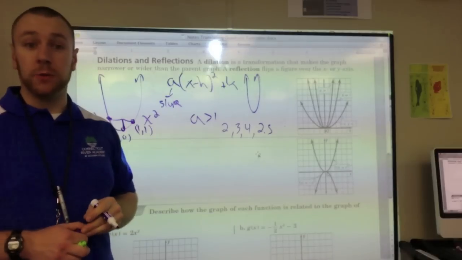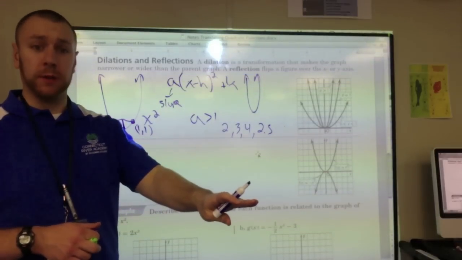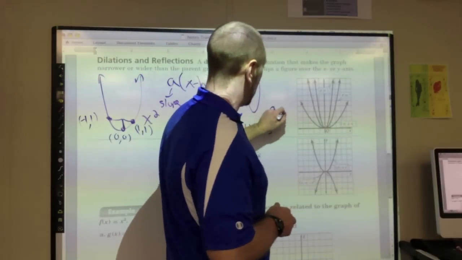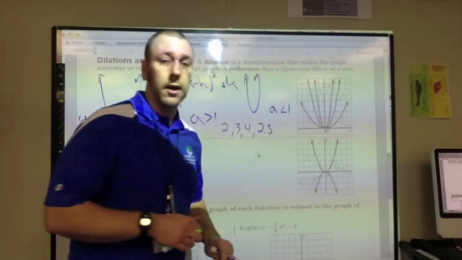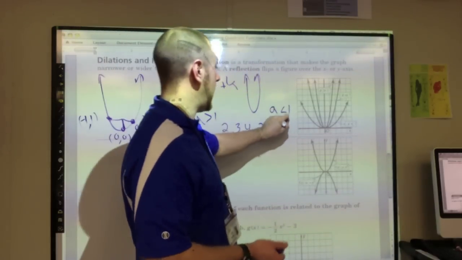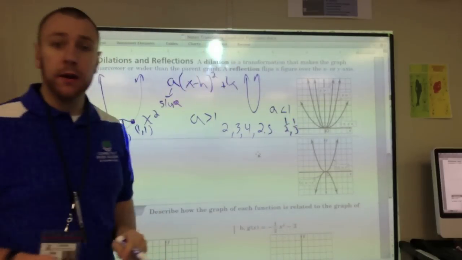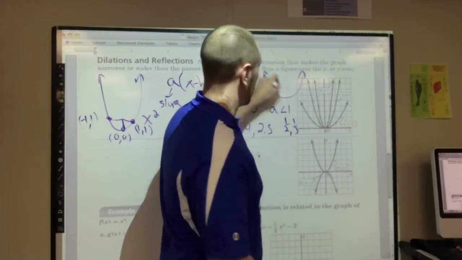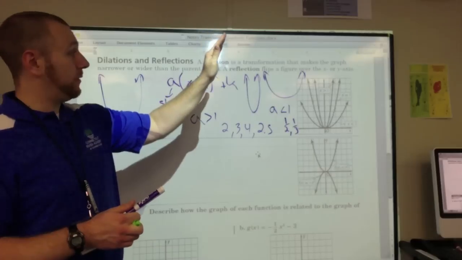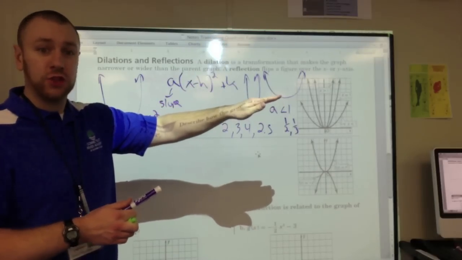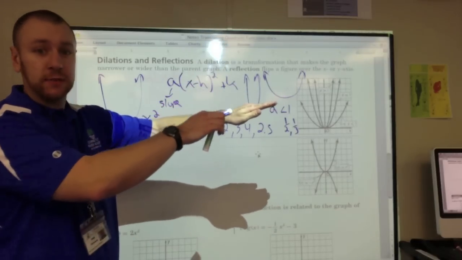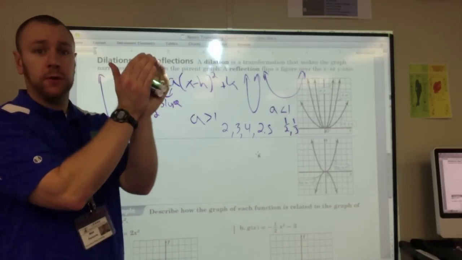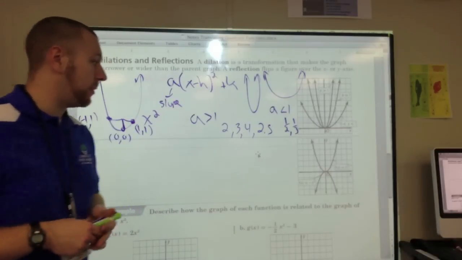It's going to go up very quickly. Just like a line, when you change the slope and it was more, it went up faster. When it was less than 1, okay, a fraction, 1/2, 1/3, that parabola is going to get wider. Okay, just like slope, it went from this to being kind of shallow, kind of not rising very much. Okay, that's what happens with a parabola. It can either open up or be very narrow.